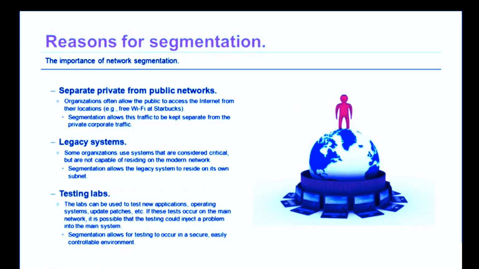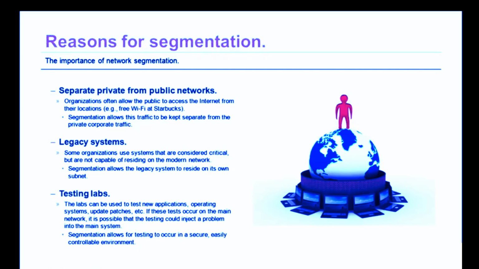A major reason for network segmentation is to separate private from public networks. Organizations often allow the public to access the internet from their locations. These are places that offer free Wi-Fi. Segmentation allows this traffic to be kept separate from the private corporate traffic.